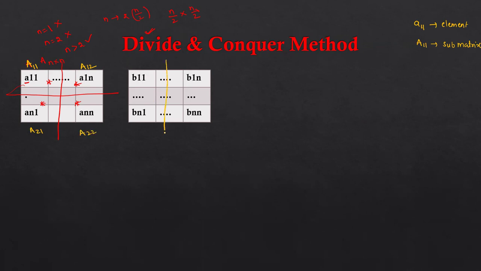Similarly, I am going to divide this one into two equal parts. So this is B11, this is B12, this is B21, this is B22. This entire thing is a submatrix. This entire thing is a submatrix. Now I am going to write the entire algorithm. Let us see how to write this.